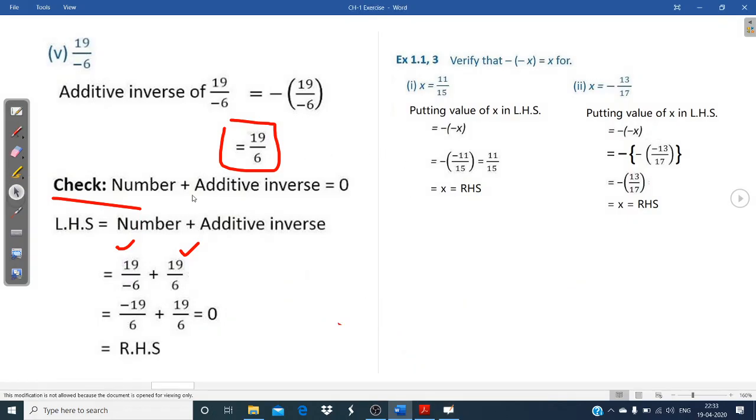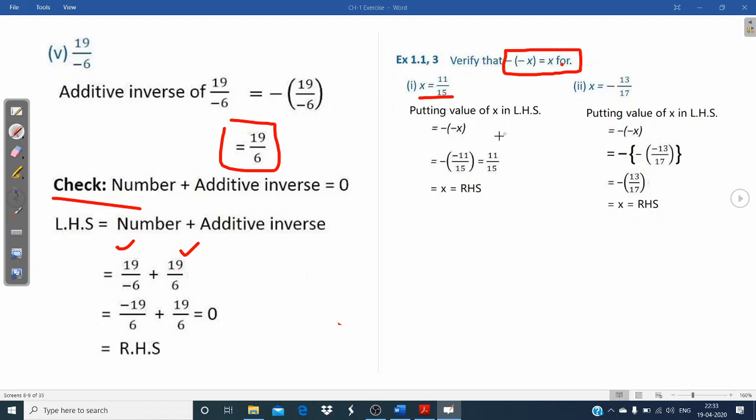Now let's come to question number 3. In question number 3, you have to verify that minus of minus x will be equal to x. For the first part, the value of x is given as 11 by 15, and for the second part, x is given as minus 13 by 17. So you have to verify this identity. We already know minus minus will become plus, and this will be equal to x only. Now, take LHS and prove it equal to RHS.